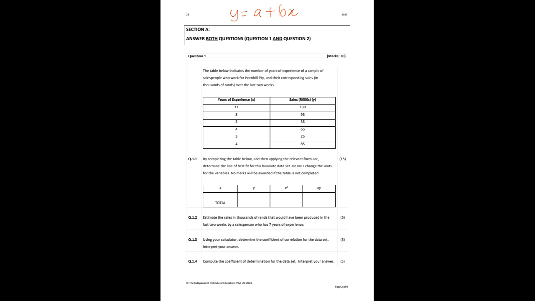The second question said to you to estimate the sales in thousands of rands that would have been produced in the last 2 weeks by a salesperson who has 7 years of experience. So once you calculate in step 1 the line of best fit for the bivariate data set, you would have had in this formula the values for A and B. So I'm just going to give you random values for this formula to show you how to answer question 1.2.